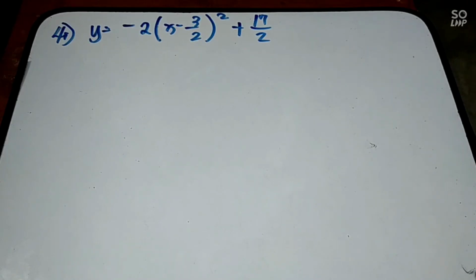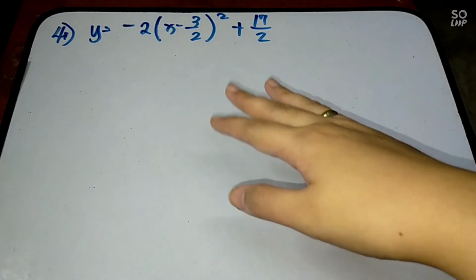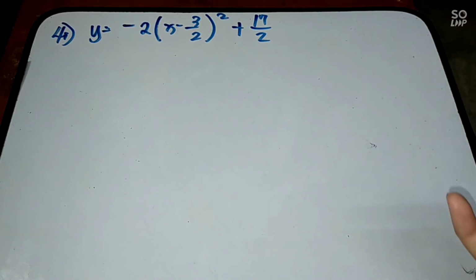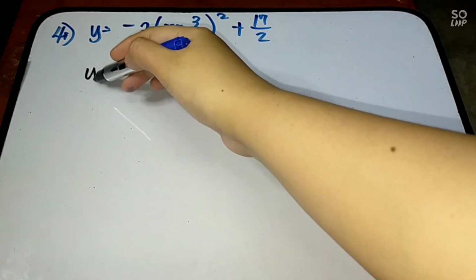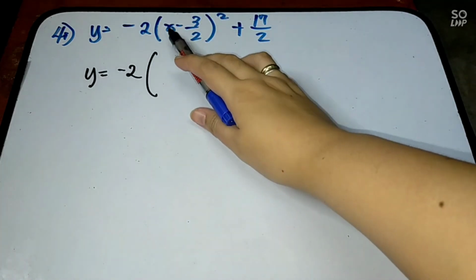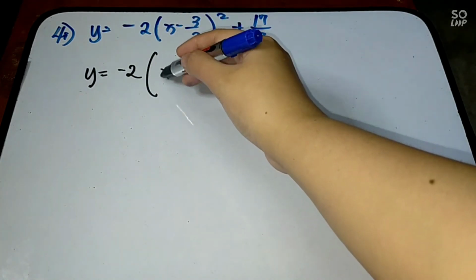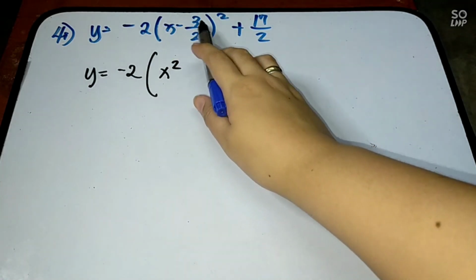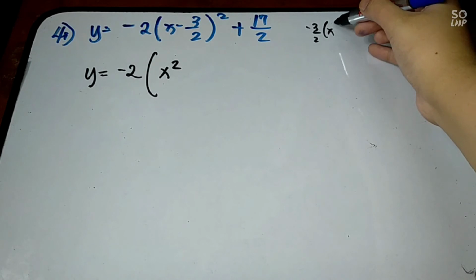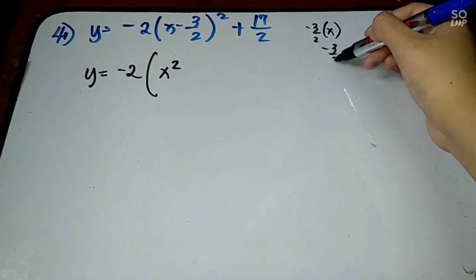Number 4, we have y equals to negative 2 multiplied by the square of x minus 3 over 2, plus 17 over 2. So, we have a fraction involved here. Our steps are still the same. So, we have here y is equal to negative 2. Then, we are going to expand. Square the first term, that is x squared. Then, here, multiply. So, negative 3 over 2 times x. So, negative 3 over 2x.